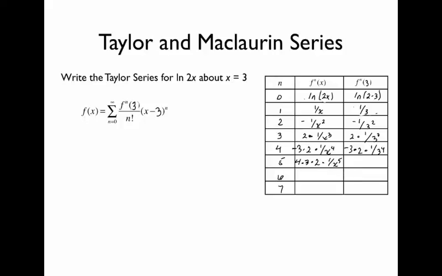And what is happening here? 2, 3 times 2, 4 times 3 times 2. What are we building? Factorial. So this is 4 factorial times 1 over x to the 5th. And then we have negative 5 factorial, 1 over x to the 6th. I think that's enough to establish the pattern.